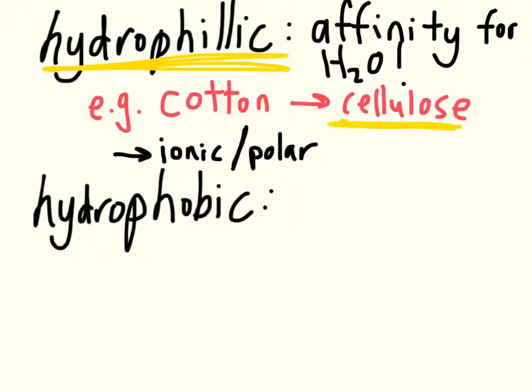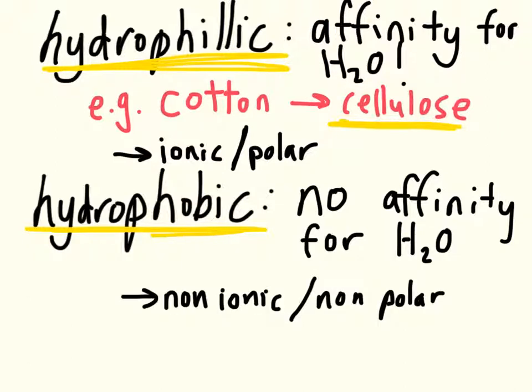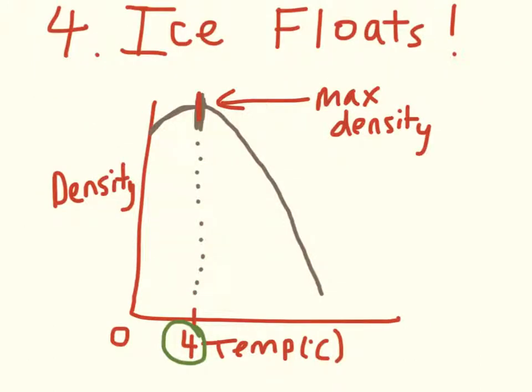Substances that repel water are called hydrophobic. They don't like water. They are substances that are non-ionic and non-polar. An example of this is vegetable oil, which, as you know, does not mix stably with water-based substances such as vinegar. Now let's talk about ice floating.